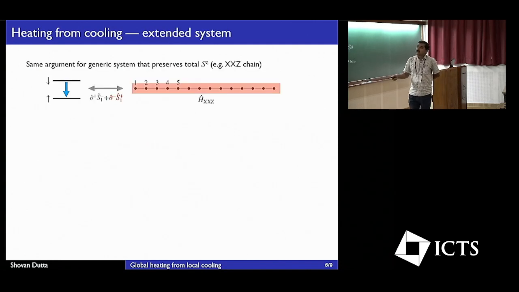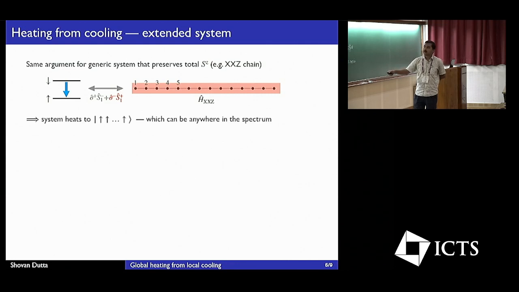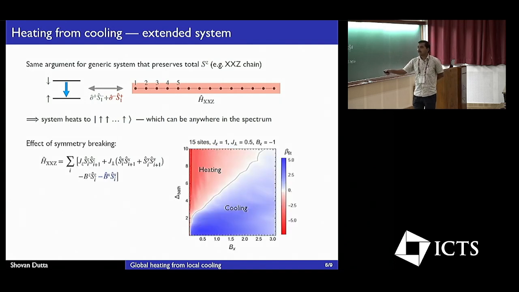Right? And the same thing goes through even if you have an extended system like this, provided that it conserves the total SZ. So if I have an XXZ chain, then again you'll repeatedly increase the SZ through this term here, and eventually you will go to the all up state in the system, which can be anywhere in the spectrum. It can also be the highest energy state. So this is basically saying that if you break the SZ conservation, then you eventually go from heating to cooling.